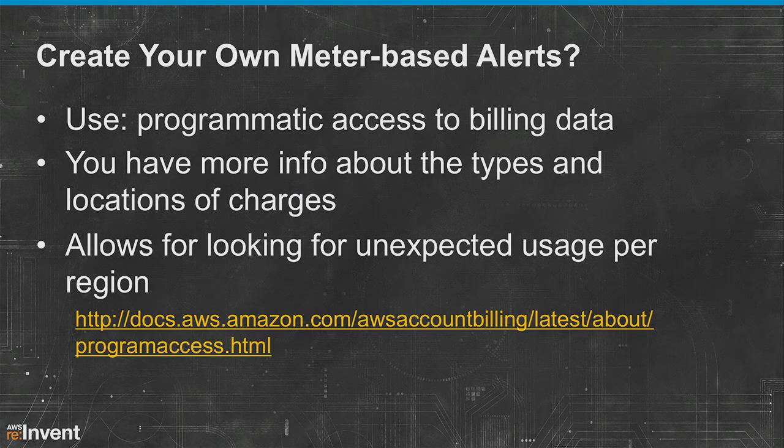You can actually use programmatic access to billing data. So access your billing data through an API, pull it down, it's in CSV format, gives you greater detail with regards to your usage, and more importantly, specific to regions. So let's say you have EC2, you know that you're running it in US East, but you're not running it in EU West, and then you see a charge that's greater than 0 in one of the regions that you know you're not running instances, that's probably something that you want to alert on.